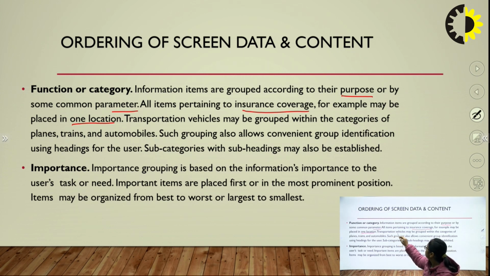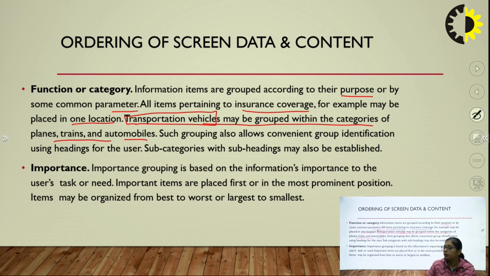So transportation vehicles may be grouped within the category of planes, trains and automobiles, because all three have the functionality to take the passenger from one place to another place. So these are all transportation vehicles, okay. Because all three have the same functionality, such grouping also allows convenient group identification using a heading for the user. So the user goes to a website to find the transportation vehicle.